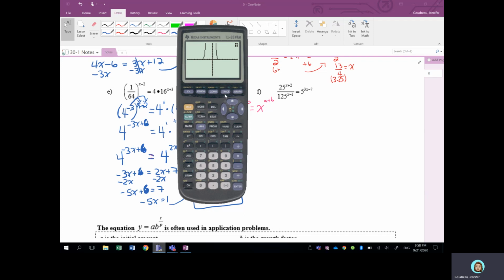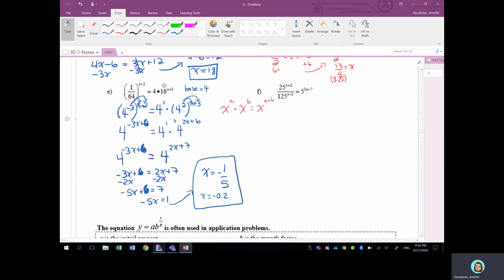I can't see the intersection point, but my x value is small enough that I should still be able to find it. We're looking for an x value of negative 0.2, and there it is. So this one is a little more intense. First of all, recognizing we can't put the 4 and the 16 together, recognizing that 1 over 64 is 4 to a negative exponent, which would be 3, using our power to a power to simplify the exponents here, using our product law to get a single power on that side, then equating the exponents.